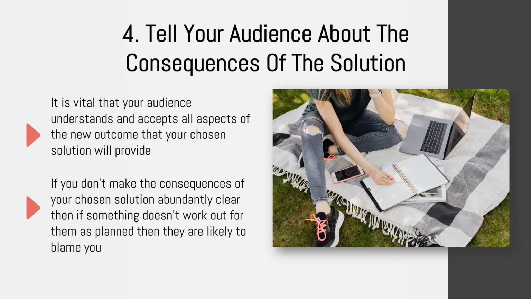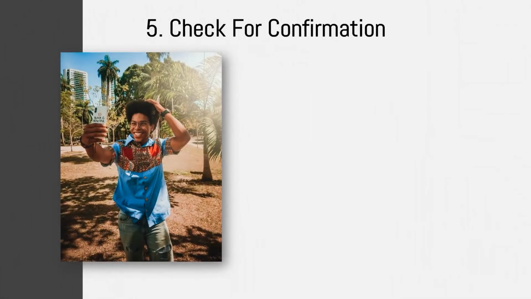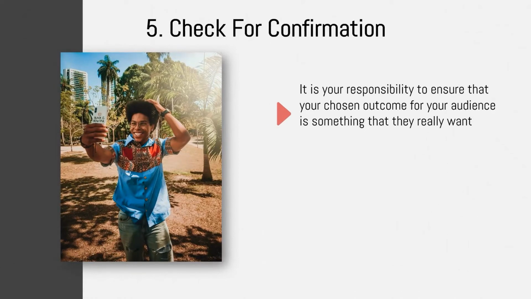For example, people invest in self-help products all the time, but fail to follow through on the advice provided. 5. Check for confirmation. It is your responsibility to ensure that your chosen outcome for your audience is something that they really want. If they are not truthful with you or themselves, then this will not help your ability to persuade them to take the action that you want.